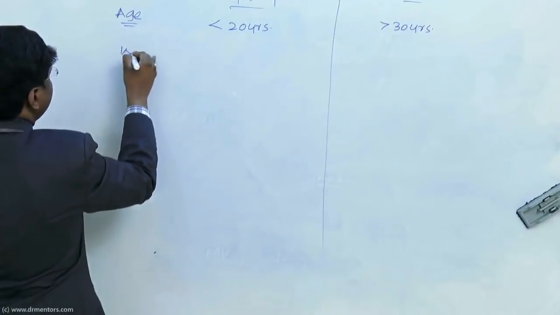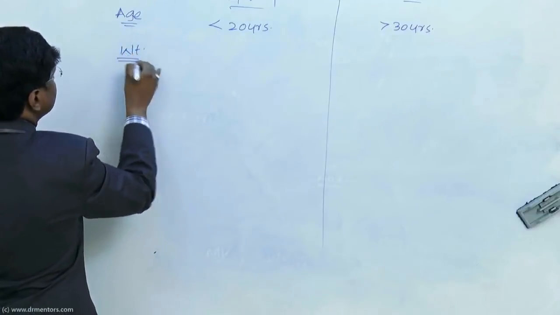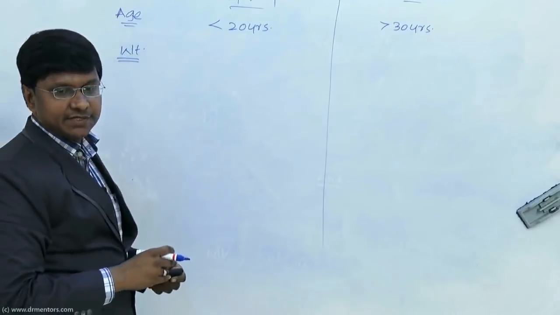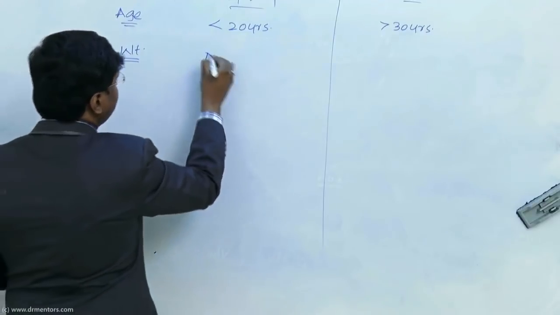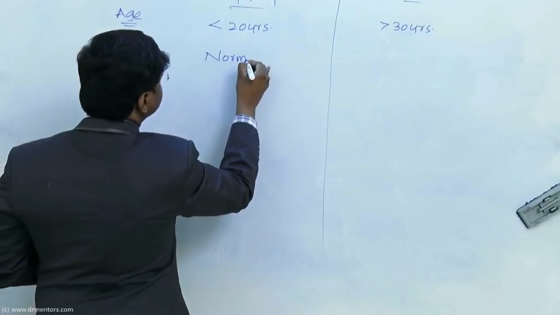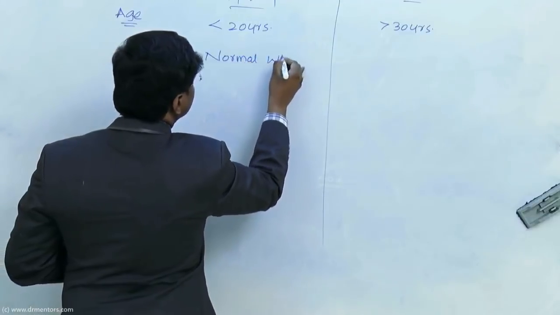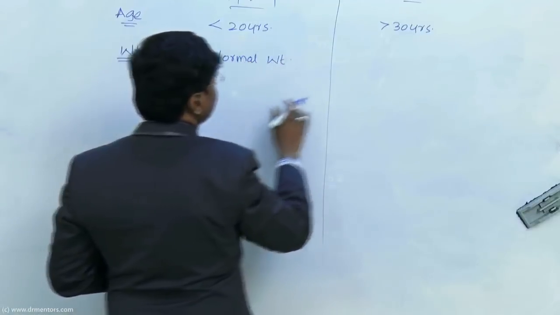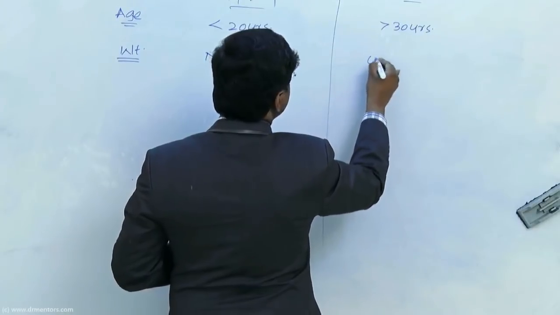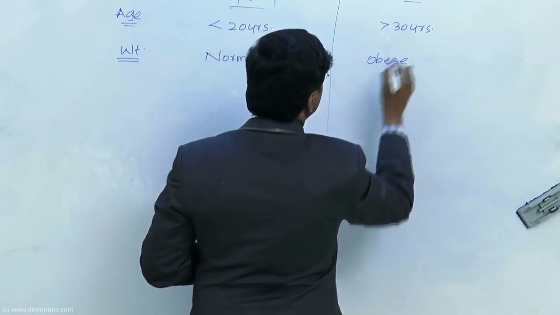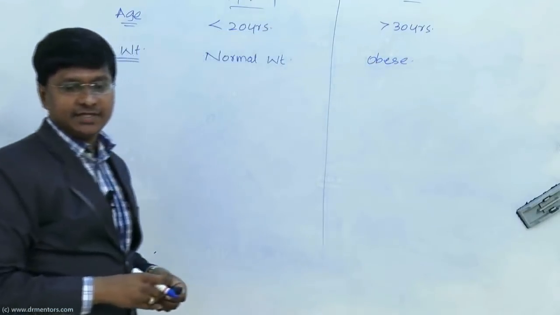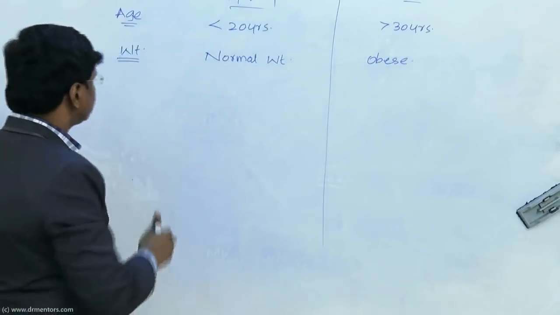Next, if you take the weight of the individual, in type 1 diabetes mellitus they will be of normal weight, whereas in type 2 diabetes mellitus these individuals are obese.